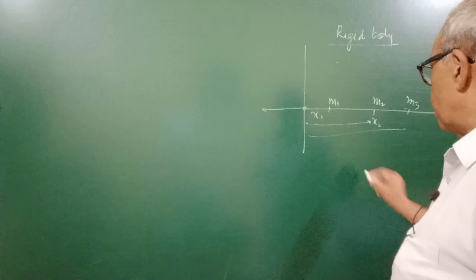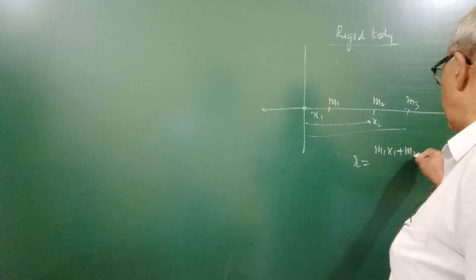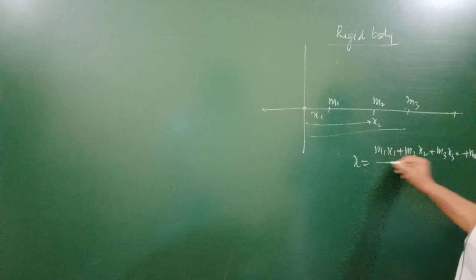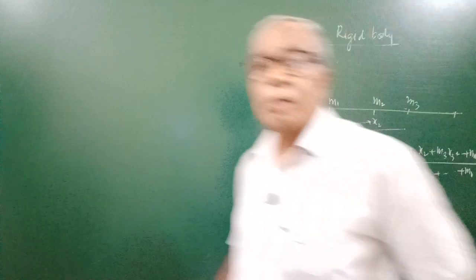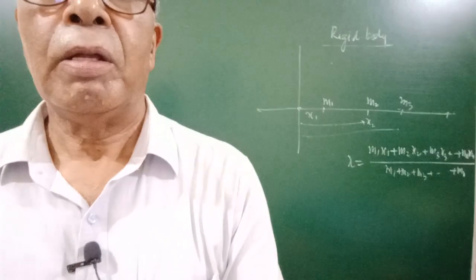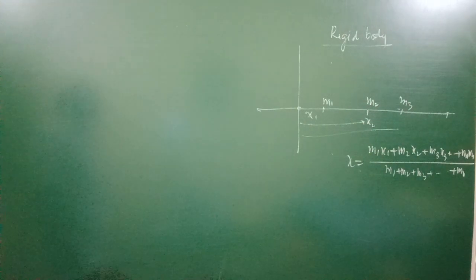Coordinate-wise, the x coordinate of the center of mass will be m1 x1 plus m2 x2 plus m3 x3 and so on up to plus mn xn, upon m1 plus m2 plus m3 and so on up to plus mn. I think it is clear, and this is the direct explanation of the center of mass.